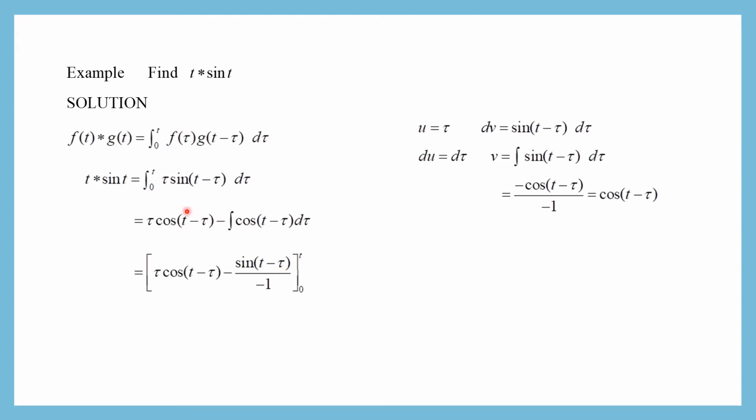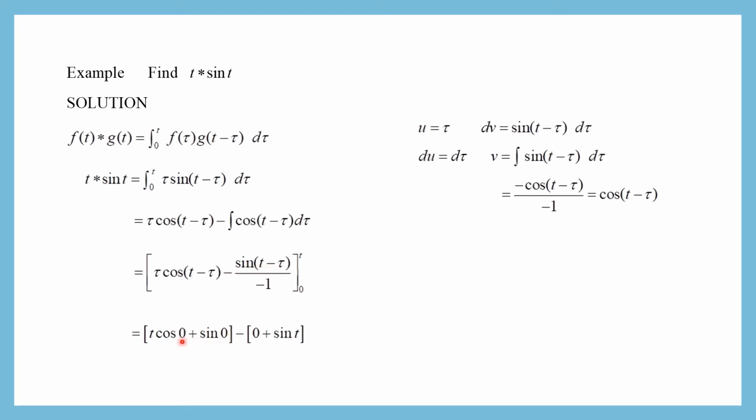Now remember, this is a definite integral. Once we have formed this expression, we need to consider the two limits of integration, 0 and t. Okay, now since tau is the variable, we need to replace tau firstly by t and then replace tau by 0. So the first step, replace tau by t, we'll get t cos(t minus t), now t minus t is 0, so cos 0, minus minus is plus, sin(t minus t), sin 0.